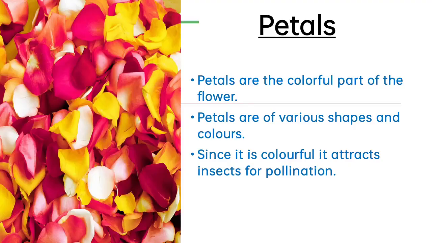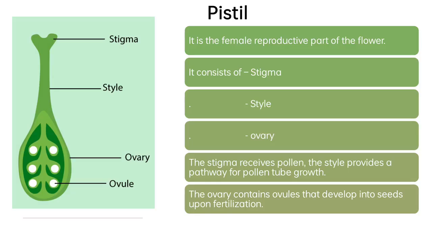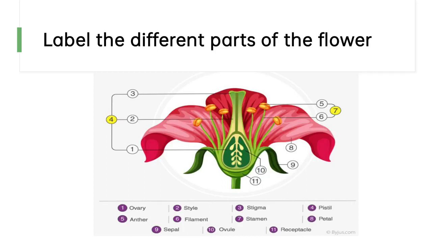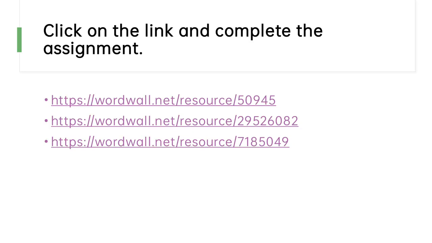So the parts which we covered today were petal, sepal, pistil and anther. So students, the assignment for you is to label these parts. The help box is given and you have to label all the parts of the flowers. Okay, and the next assignment is a very interesting assignment. You have to click on these links and you will play different kinds of games like quizzes, puzzles, match the columns. These are interesting games which will brush up your knowledge.